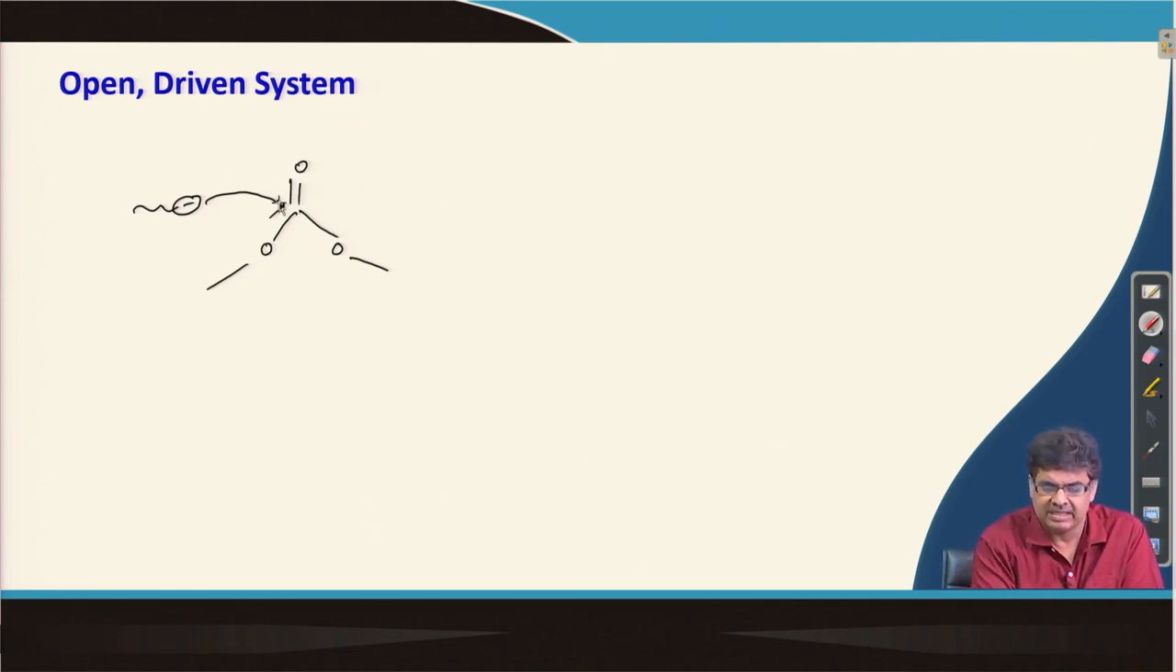Now, if we can increase this tendency of nucleophilic attack by increasing the electrophilicity of this carbon, then obviously we can increase the K. Now, how to do that? If we can increase the electrophilicity, one of the strategies we take is this.